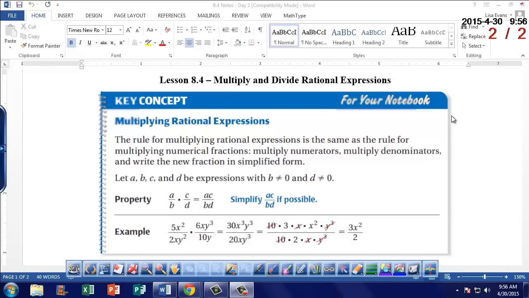Hello, today we're doing the second part of lesson 8.4. We're going to multiply and divide rational expressions. We're going to start with multiplication. Now when we multiply rational expressions, it's the same as multiplying fractions because fractions are rational expressions.